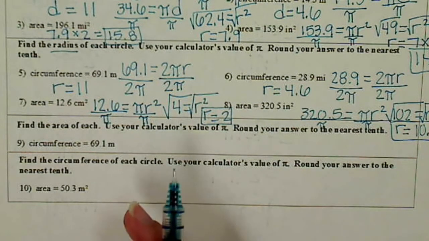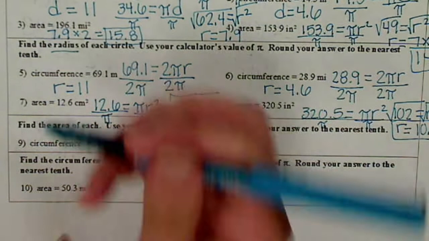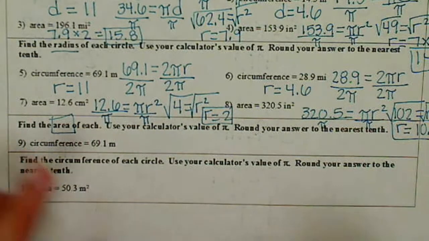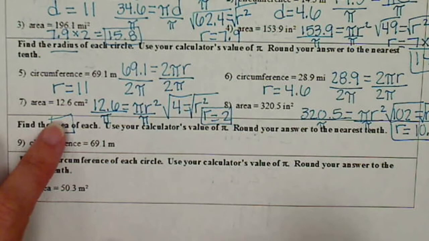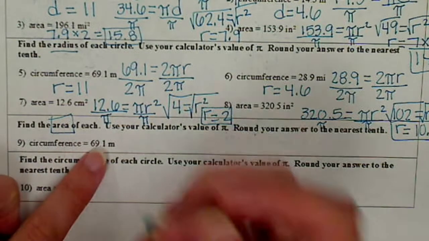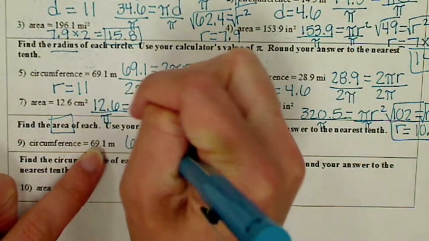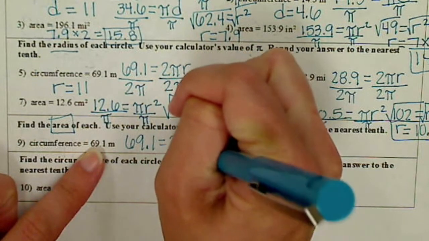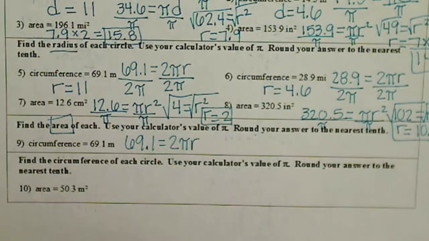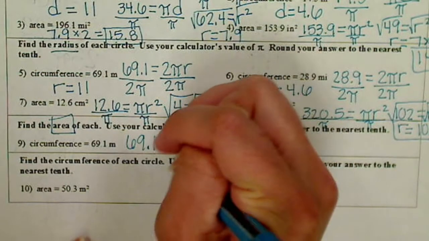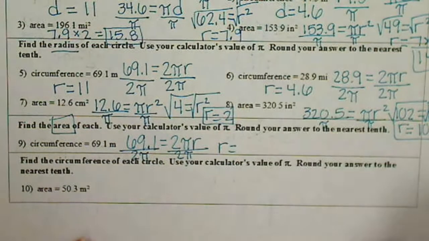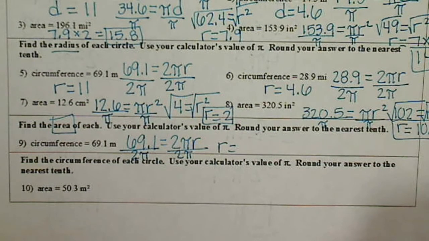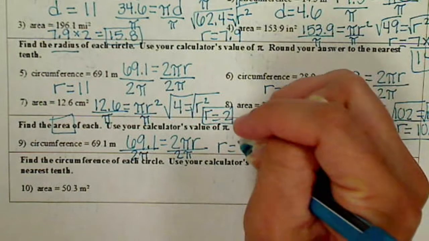Okay, the very last two are going to be similar to the same process we just did on those. But this time, we want to find the area given the circumference. Well, I know I need radius to find area. So I'm going to use my radius formula with my circumference, my 69.1. So we divide both sides by 2 pi. Remember, you have to use the fraction button. And we end up with 11.